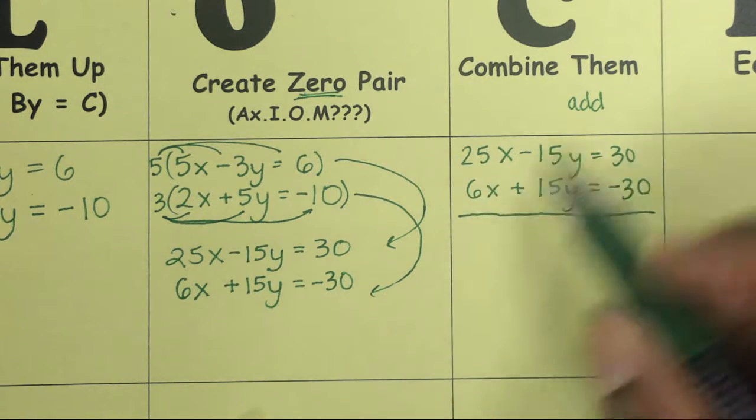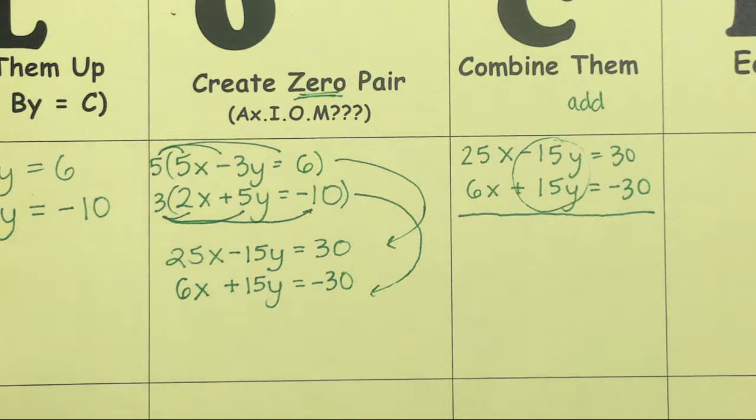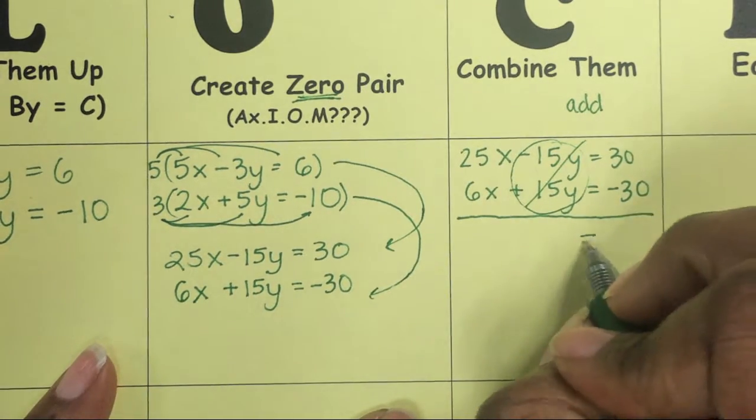Which ones are going to get eliminated? We need either the x's or the y's to get eliminated. Or if it was s and t, we need one of those variables to get eliminated. So this one eliminates, and we're going to combine.